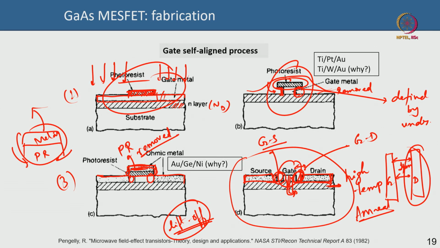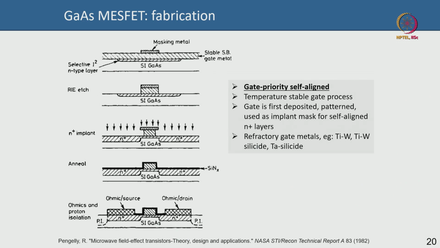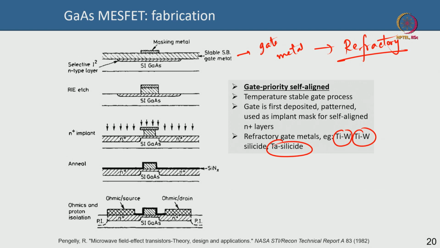However, in a gate priority process, or a gate first process, you need to choose the gate metal very wisely. The gate metal has to be such that it can withstand very high temperature, 600 to 800 degrees Celsius more or less. So, people use this category of material called refractory metals, which can go to high temperature, say tungsten. People typically use a titanium tungsten combination, or titanium tungsten silicide, with silicon, or a tantalum silicide. There are other choices also, but materials like tantalum silicide or tungsten are metal stacks that can go to sufficiently high temperature and are usually called refractory metals.